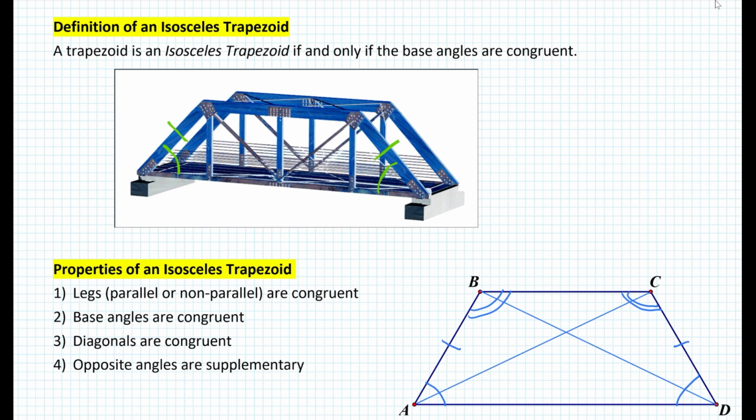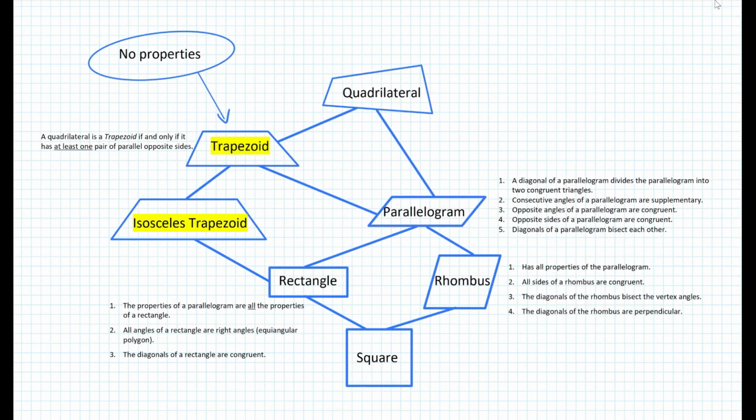trapezoid can be defined in terms of base angles that are congruent or in terms of the legs that are either parallel or non-parallel that are congruent. We also learned a few properties here, that the diagonals are congruent and opposite angles are supplementary. We also proved it. And finally, we looked at the hierarchy of all the quadrilaterals that we have learned so far. And we can see that parallelograms are part of trapezoids, which are part of quadrilaterals. And the isosceles trapezoid is a subcategory of a trapezoid. And rectangles are basically a subcategory of isosceles trapezoids, but also parallelograms.